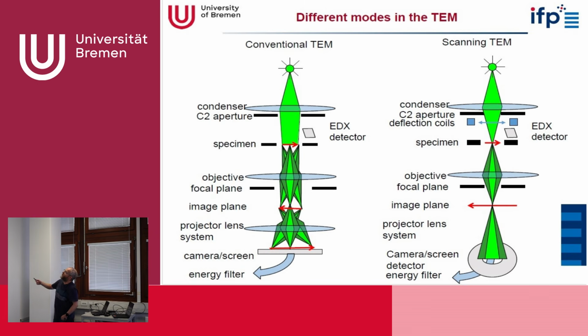Okay, the other mode is scanning transmission electron microscopy. Here we typically have an electron beam focused to a point that is then scanned by the deflection coils over the specimen. In the scanning transmission electron microscopy mode, we typically use the projector lens system so that the diffraction pattern is imaged onto the camera or onto the detectors.